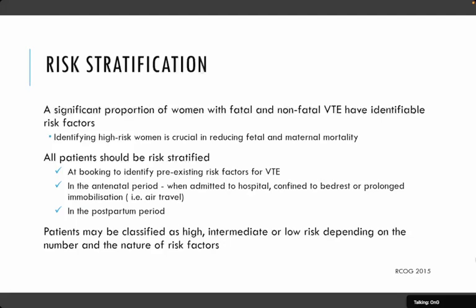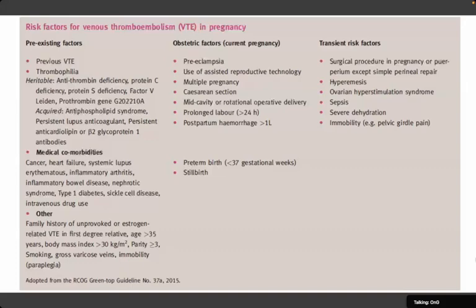And then patients may be classified as high, intermediate, or low risk, depending on the number and the nature of their risk factors. This table just outlines some of the risk factors to consider when assessing women. It could be pre-existing factors such as a personal history of a VTE or a personal history of thrombophilia, certain medical comorbidities such as SLE, as well as HIV with an unsuppressed viral load and a high CD4 count, which is important in our setting. Then there may be other factors as well related to family history, the patient's BMI, and so forth.